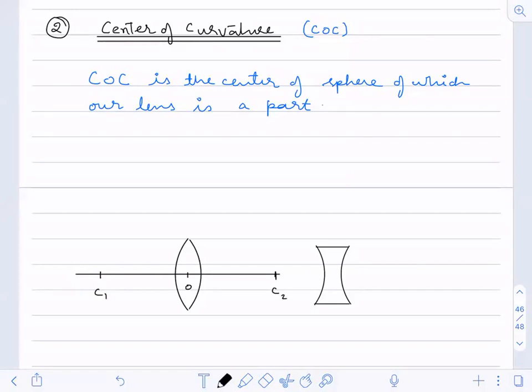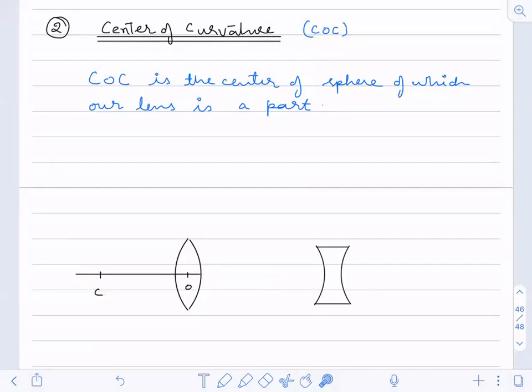For now, which is the principal center of curvature, or which is the principal focus, we'll discuss later on. Right now we are only saying center of curvature. Now you should be wondering: we had only one sphere, so why am I making two centers of curvature? Just try to understand that we have two curvatures. One is this one, and the other one is this one.